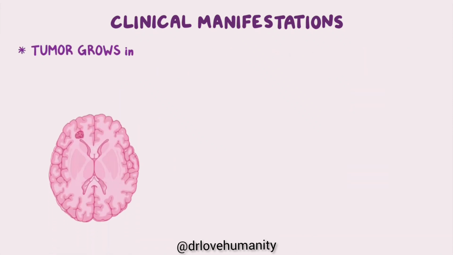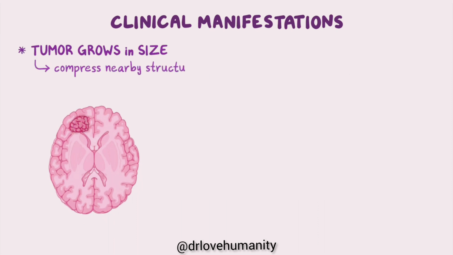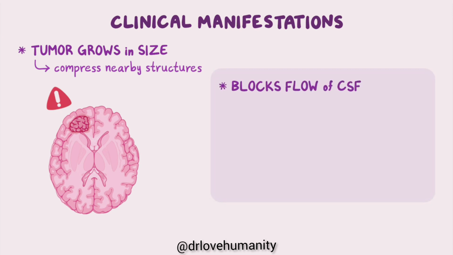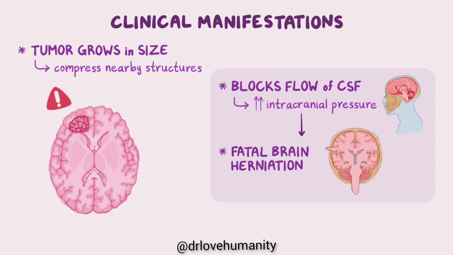As the tumor grows in size, it can compress nearby structures, interrupting their normal functions. For example, if the tumor blocks the flow of cerebrospinal fluid, it can cause an increase in intracranial pressure, or the pressure within the skull. This is a dangerous complication that can lead to a fatal brain herniation.